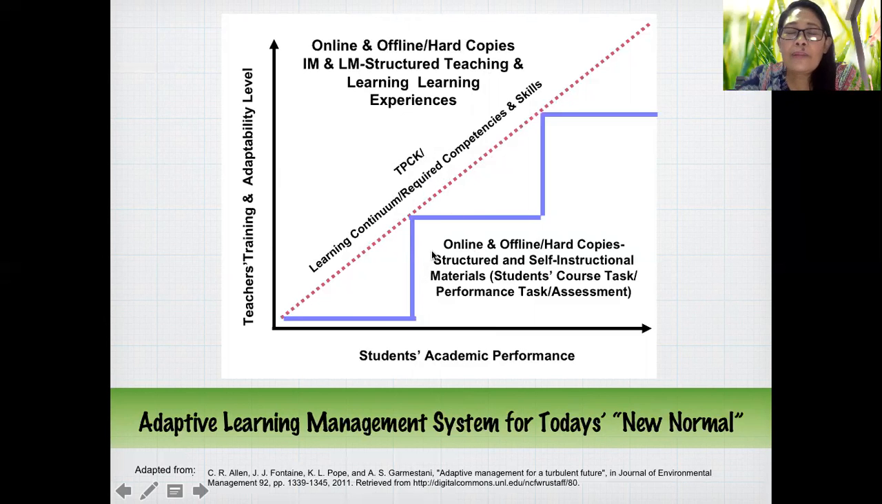The process considers 21st century learning and adapts to the current situation. The red dotted line represents the learning continuum, the required competencies and skills. The blended learning management system should be aligned, anchored, threaded, and woven in the learning continuum of required competencies and skills. So this is my proposed model, adaptive learning management system for today's new normal.